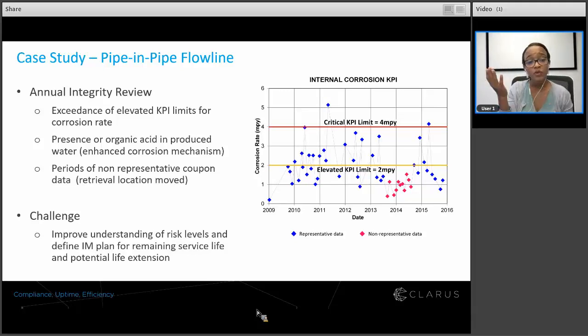In addition, what we observed during annual reviews is that at some point the corrosion coupon location that we had at the facility was moved, and it became non-representative of the subsea field. The non-representative data is shown in the graph in pink, and as you see, it significantly dropped the corrosion rate, but it was no longer representing the field conditions. Through the annual review, this was identified and addressed. But again, we had a limited understanding of the risk level, and we wanted to have more clarity in defining an IM plan for the remaining service life and the potential life extension of this asset.